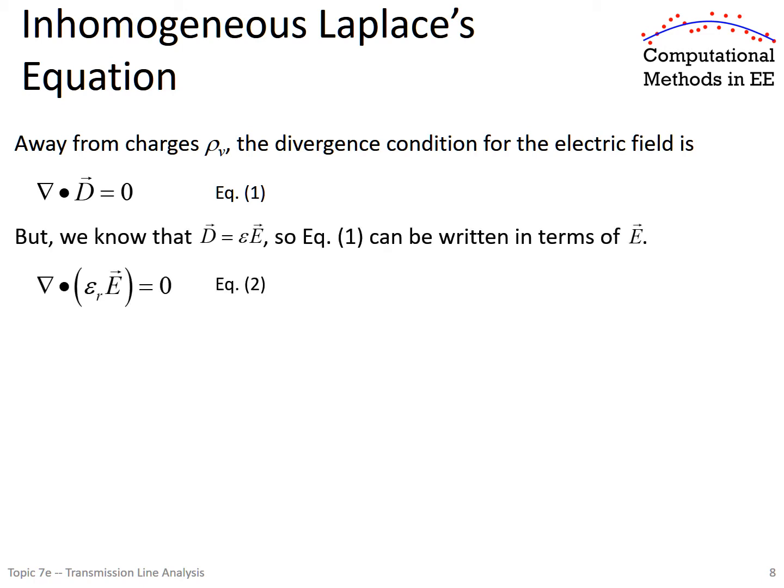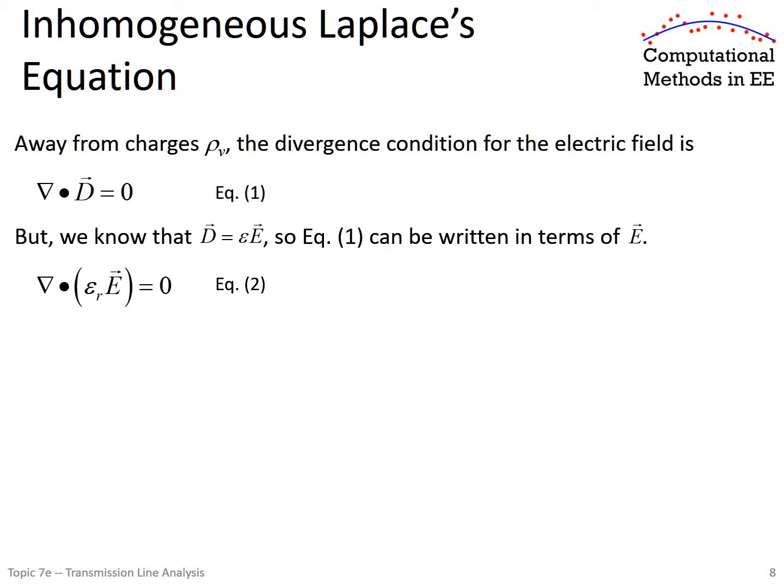Well, we know from the constitutive relation that the D field equals the permittivity times the electric field. D equals epsilon E. So we can substitute this equation, the constitutive relation, back into equation 1 to eliminate the D field. And now we essentially have the divergence of the relative permittivity times the electric field equals 0. Now at this point, we would love to be able to take this epsilon outside of the divergence, because then we could divide both sides of the equation by that epsilon, and we would have just del dot E equals 0.